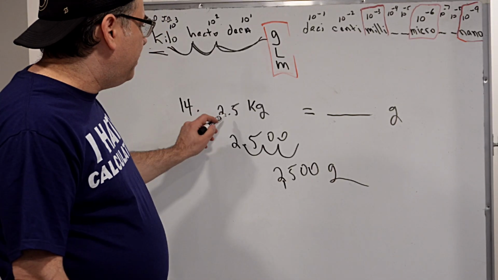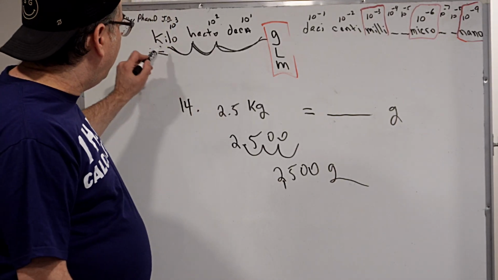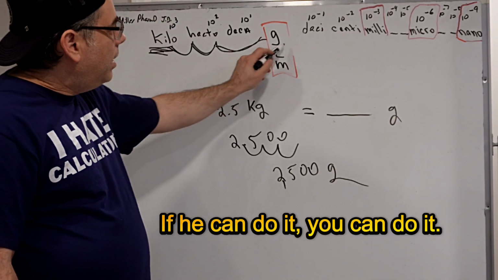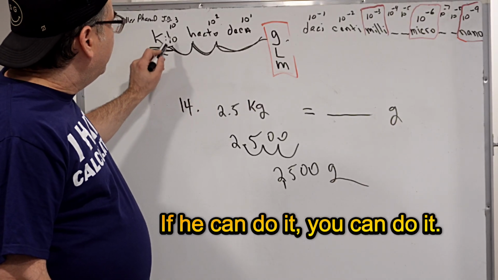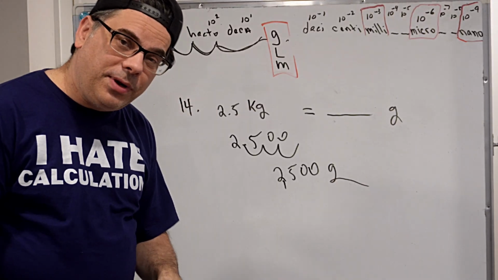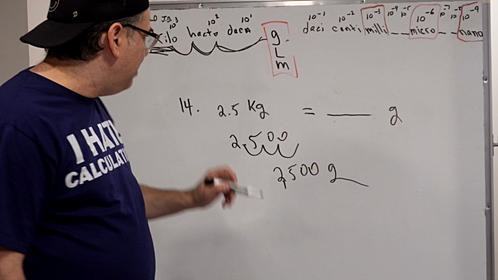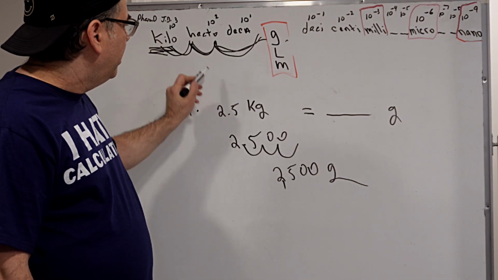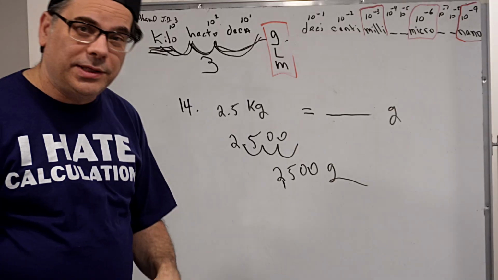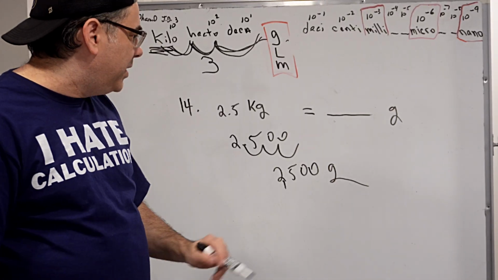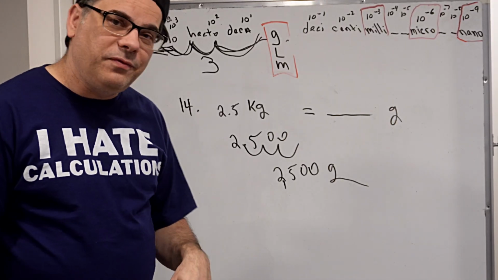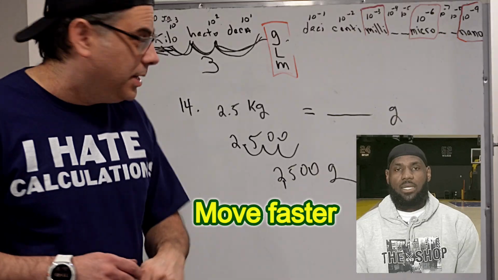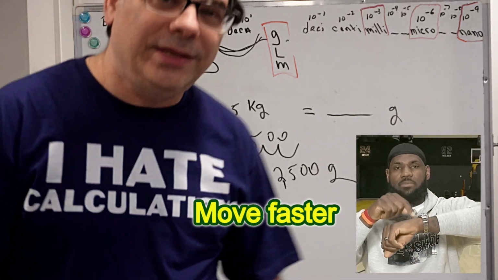2,500 grams. All you have to do is take this decimal point. You're here at kilogram, and you want to go to gram. Kilo is 10 to the 3. So all you're doing is going 1, 2, 3. It's a 3-step dance over here. That's all it is. So 2.5 kilograms is 2,500 grams. All right, question number 15.